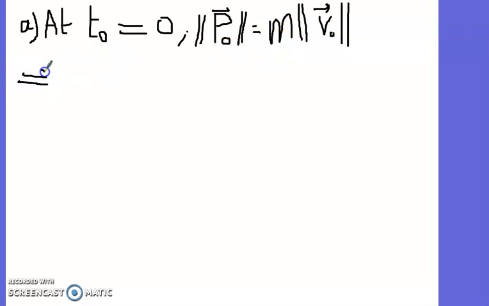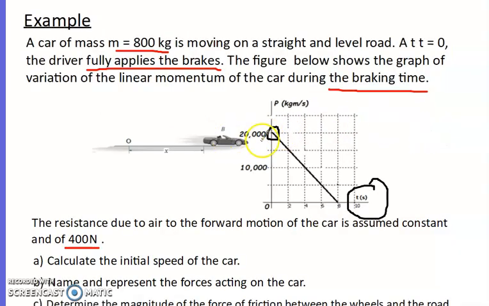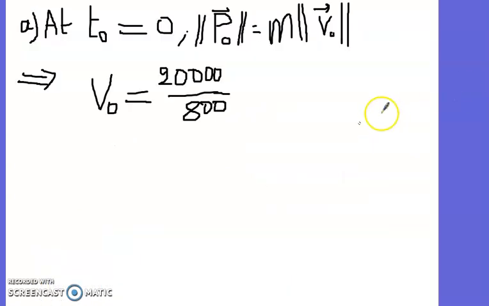So the initial velocity. Mass is always constant and positive. Just replace the numbers. So let me write it now, the speed in this form. Initial linear momentum 20,000 kilogram meter per second, right? And the mass of the car is 800. If you do the calculation, you get 25 meter per second. Okay, any problem? Good, so very simple job.